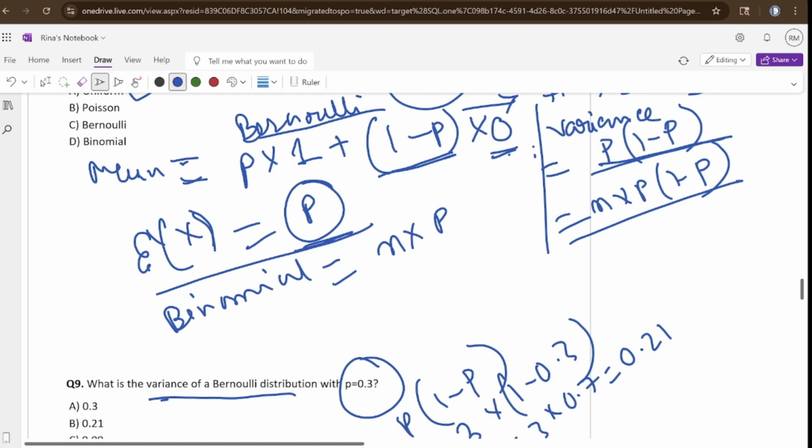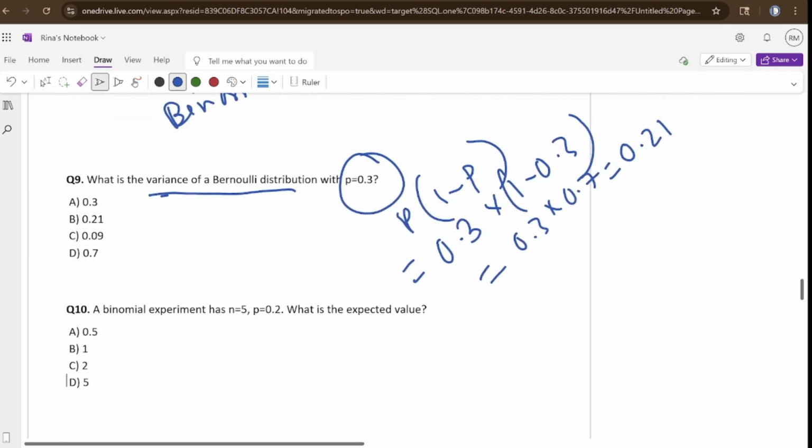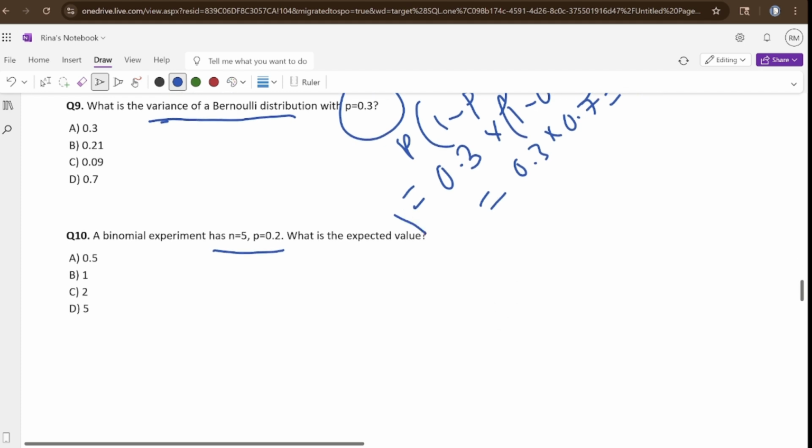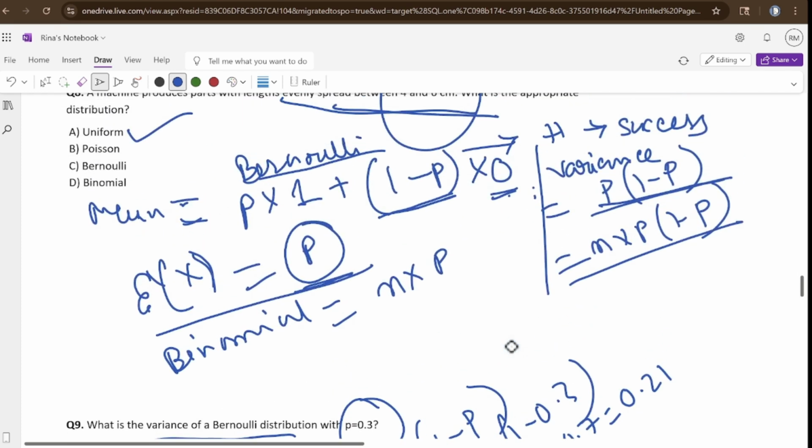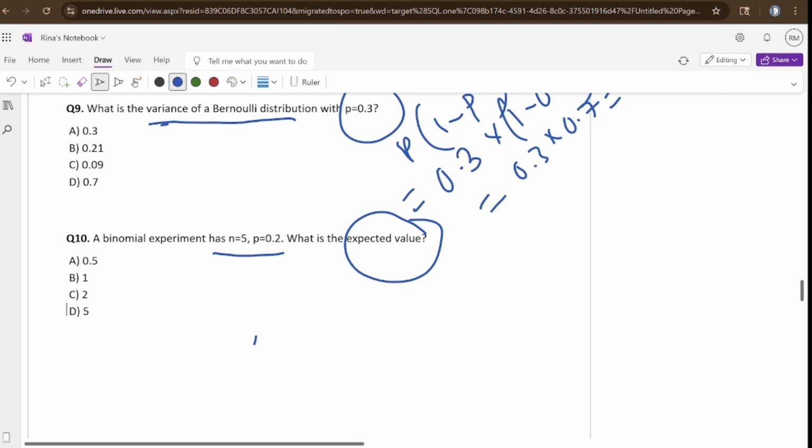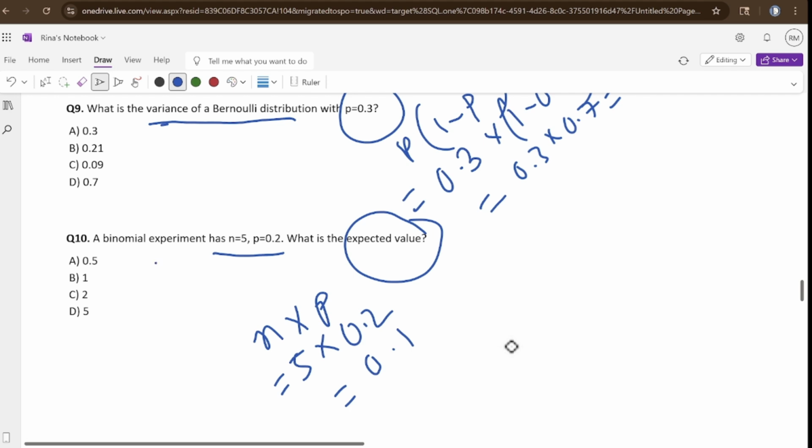Fine. Okay, now the next question. A binomial experiment has n equal to 5, p equal to 0.2. What is the expected value? Expected value means we can say mean. So mean for binomial is n into p. So we can write n into p. Here 5 into 0.2, that is 1. Okay. For Bernoulli, this will be only 0.2. For binomial, this will be n into p.